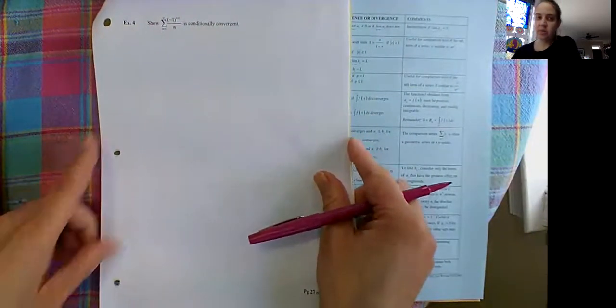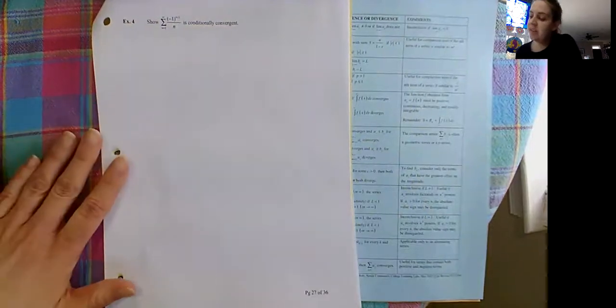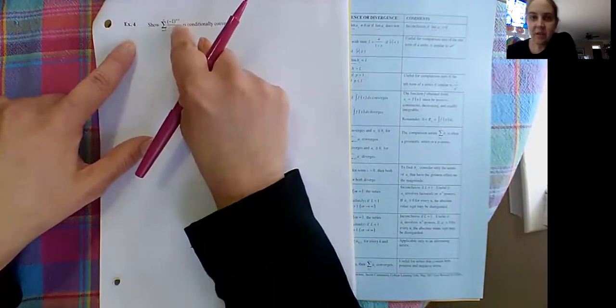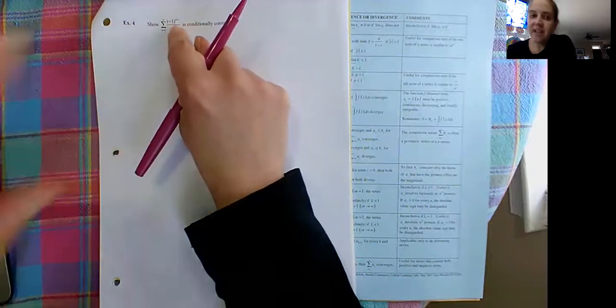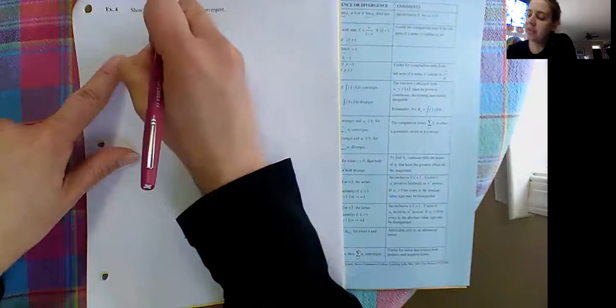It was almost the same thing. So we want to show that this one is conditionally convergent. So that -1 to the n, or that -1 to the n plus 1 or n minus 1, that's your red flag that this is an alternating series.